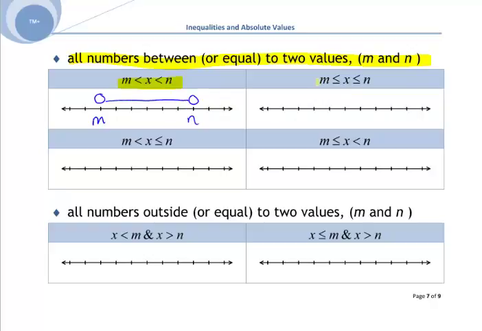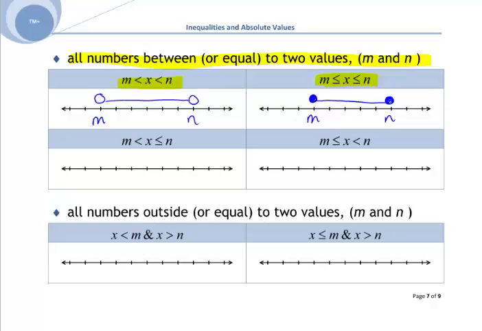In the next one we have m is less than or equal to x, which is less than or equal to n. So again, m is less than n, and it is less than or equal to, so I colour in, and it can be anything in between.